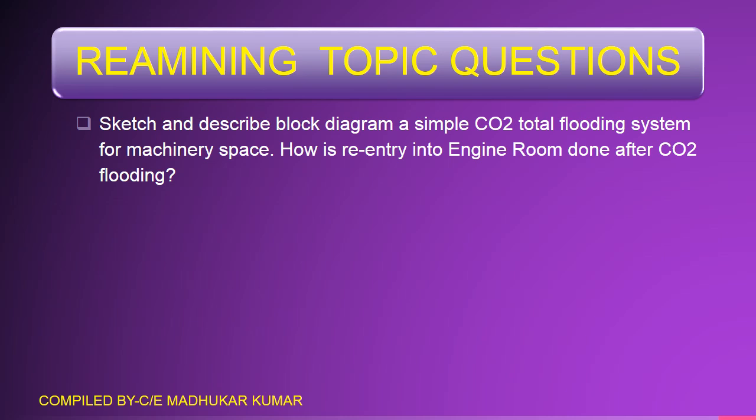Okay, so there is one question in this, the remaining topic is your CO2 total flooding system. So sketch and describe a block diagram of a simple CO2 total flooding system for machinery space, and how is re-entry into the engine room done after CO2 flooding. So this question needs to be explained with the sketch.